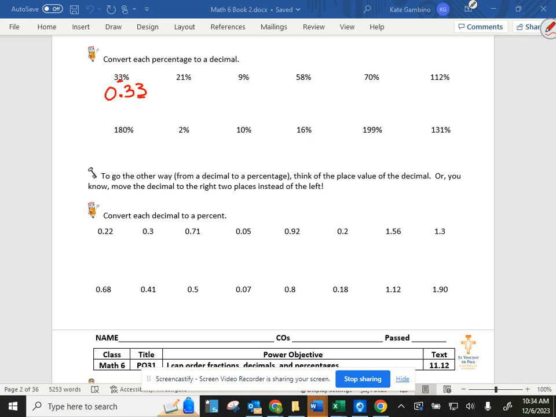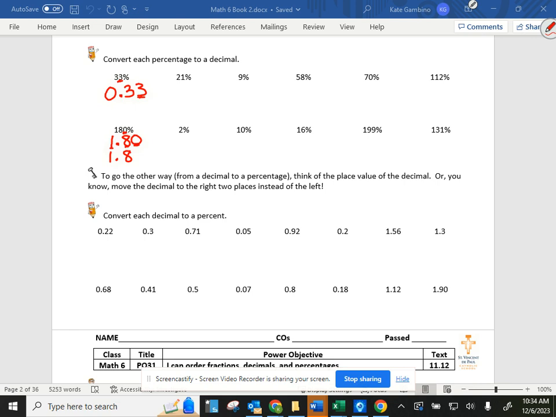180%. What would that look like as a decimal? Connor? 1.80. 1.80. As that 0 goes in the hundredths place, so then I fill in my tenths place and I fill in my ones place. If you put 1.8, that would be okay too. Both are correct.